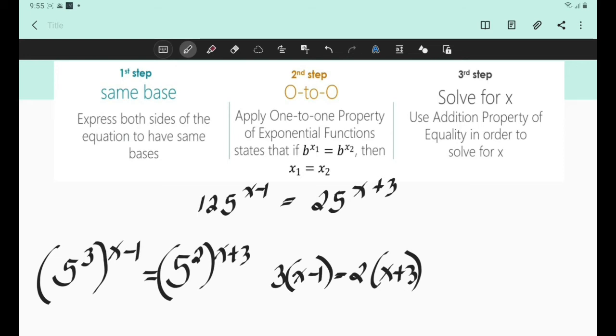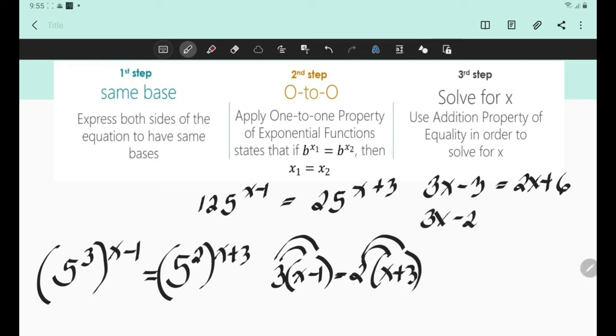Or, in this kind of situation, kailangan i-distribute muna natin si 2 at saka si 3. Okay. So, we have 3x minus 3 is equal to 2x plus 6. Okay. And then, dito, para solve natin si x, kailangan we have to combine like terms. So, lahat ng may variables, pag samasamahin natin. And then, sa kabilang side naman ng equation, kailangan nandun yung ating mga constants. So, we have now 3x minus 2x is equals to 6 plus 3.